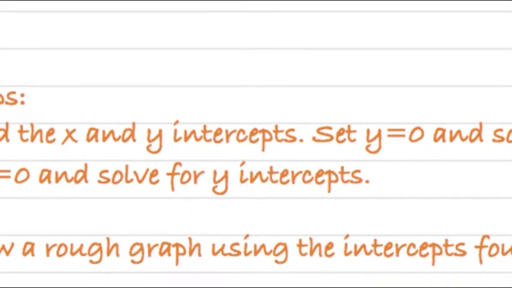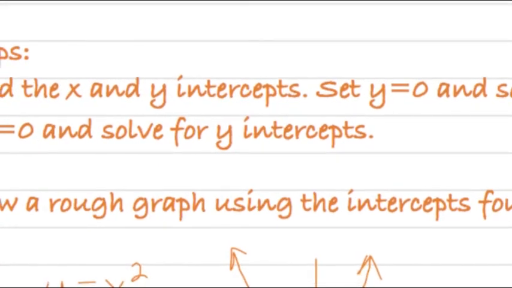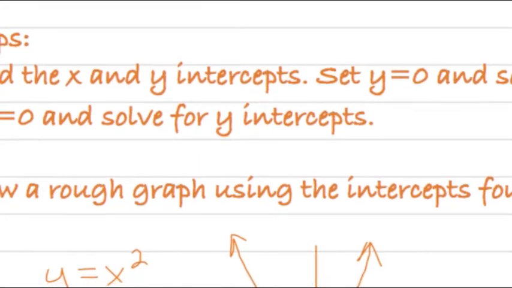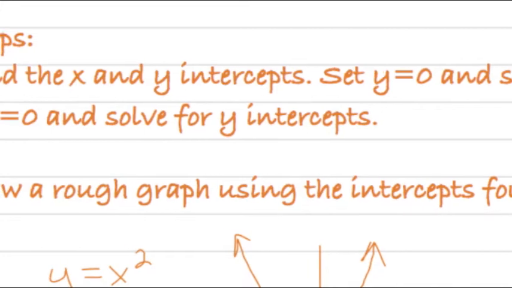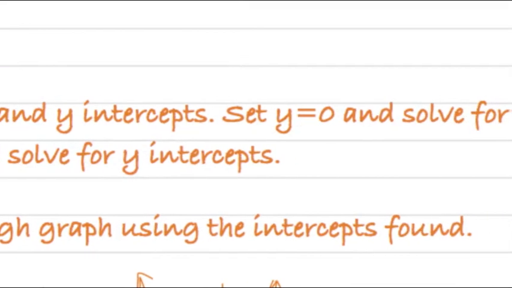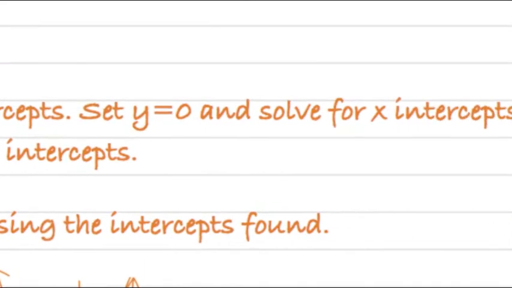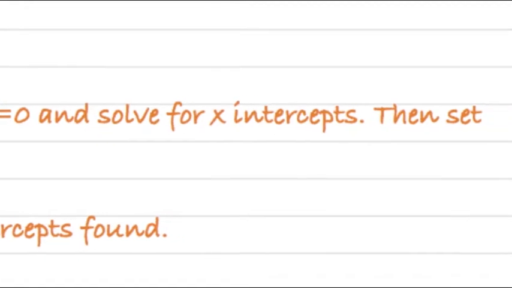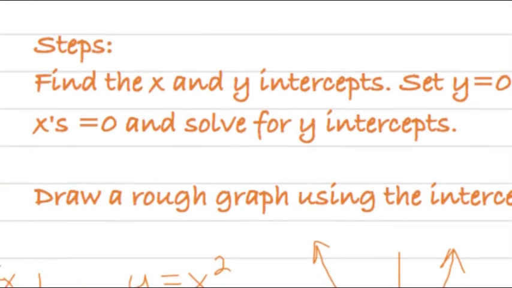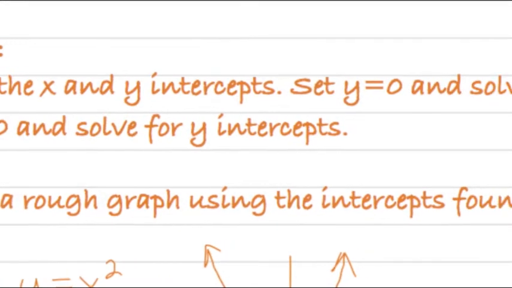So, outline the steps first for solving and graphing. We're doing rough graphs, not precision graphs. This is just using the information that we can obtain algebraically, and that would be our intercepts. So the first steps would be to find the x and y intercepts. So how do we do that? We set y equal to 0 and solve for x, and that will give you your x-intercepts. And then you do the opposite. You set x to 0 and solve for y. That will give you the y-intercepts.